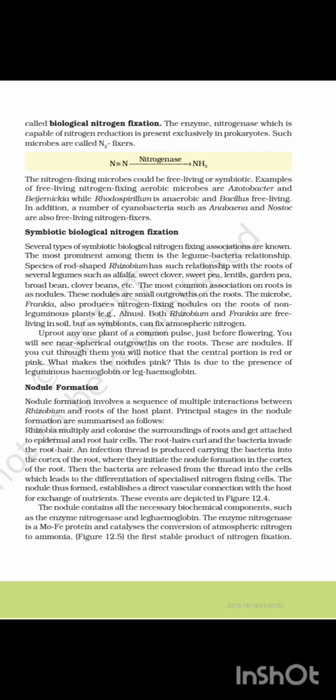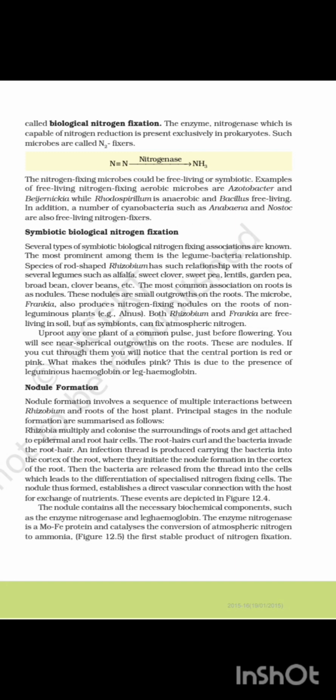Uproot any one plant of a common pulse just before flowering, and you will see near spherical outgrowths on the roots. These are nodules. If you cut through them, you will notice that the central portion is red or pink. This is due to the presence of leguminous hemoglobin or leghemoglobin. Nodule formation involves a sequence of multiple interactions between Rhizobium and roots of the host plant.